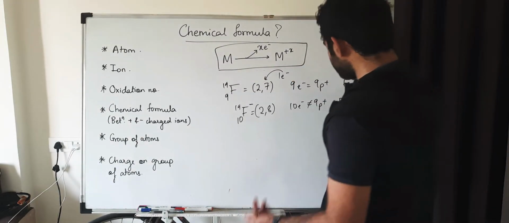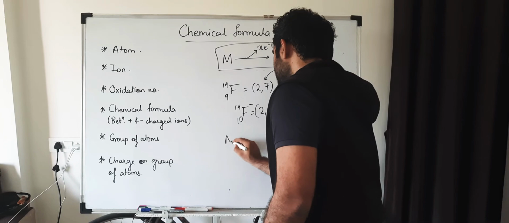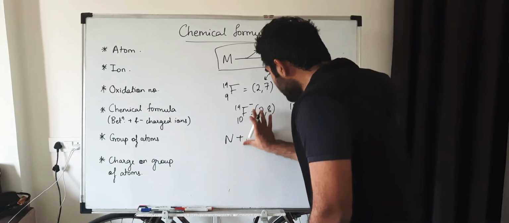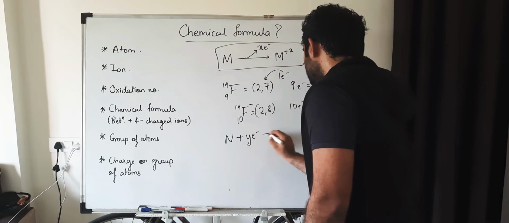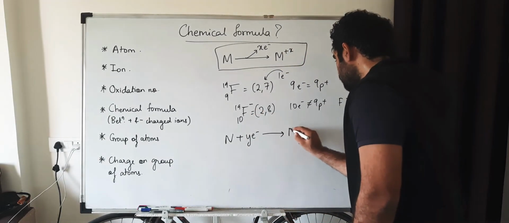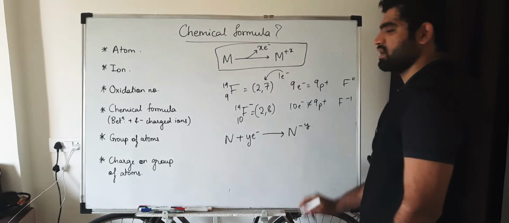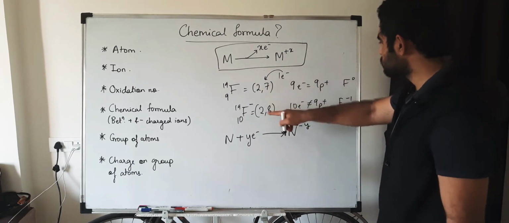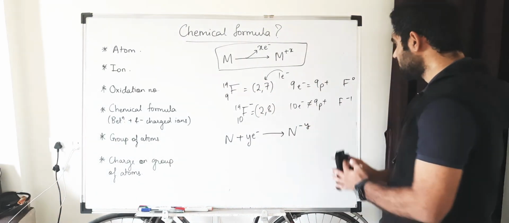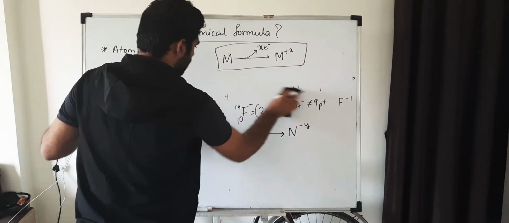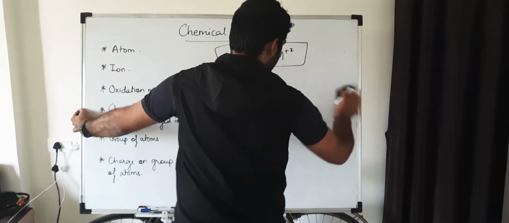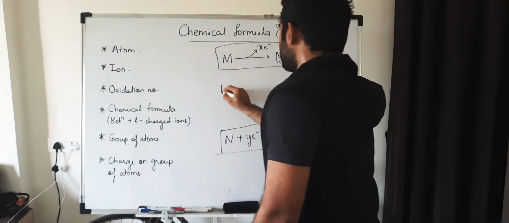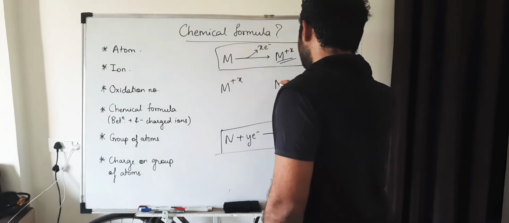Okay, so therefore, let's consider N as one of the atoms which gains Y electrons to gain stability, resulting in formation of an N minus Y ion. As you can see, Y electrons gained, so minus Y; as 1 electron was gained, it will gain -1 charge. Now let's see how the compound is formed between M and N. So this is your N and this is your M. M raised to plus X, N raised to minus Y.